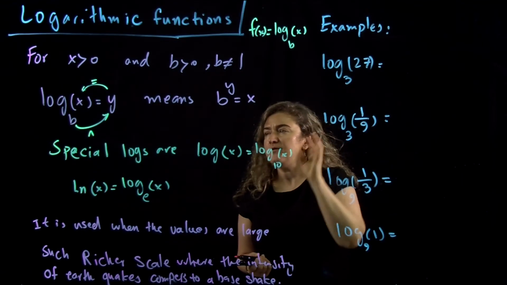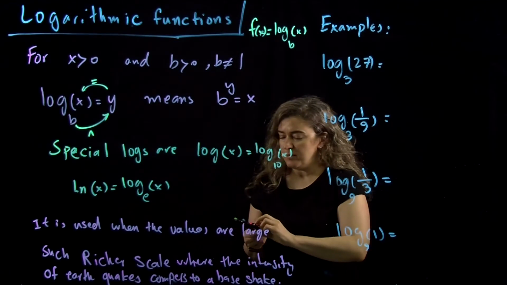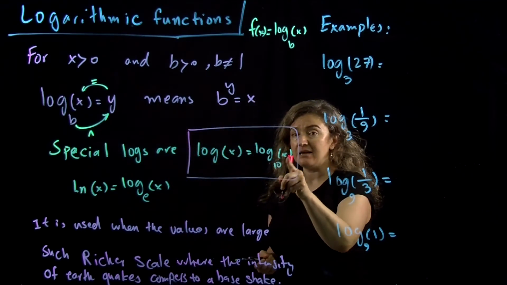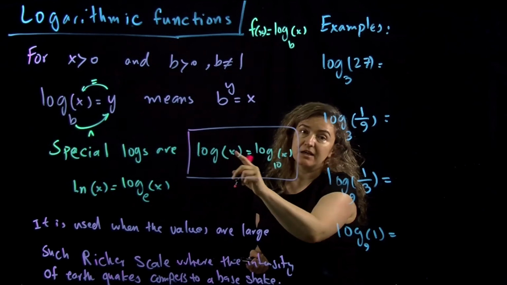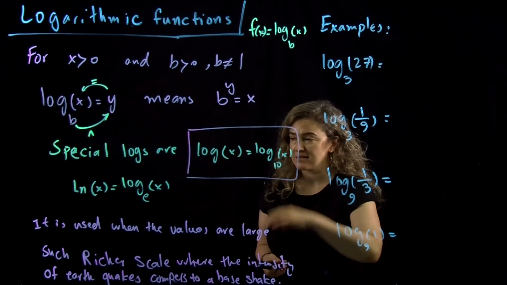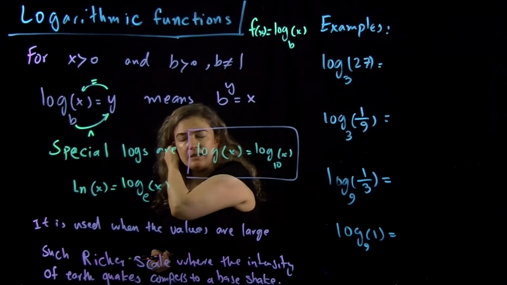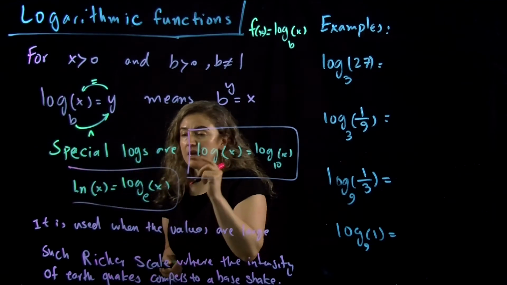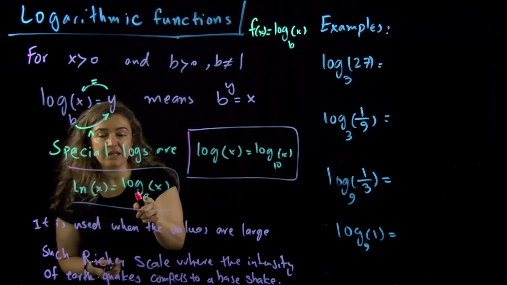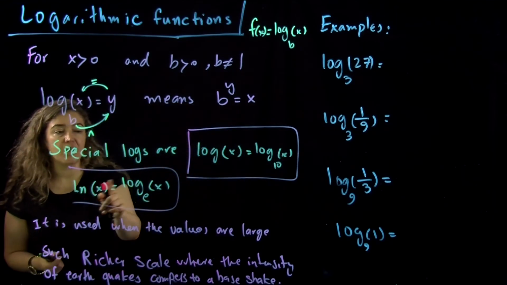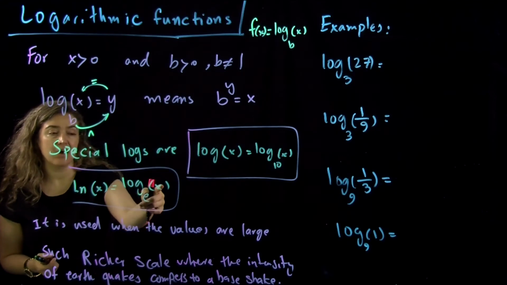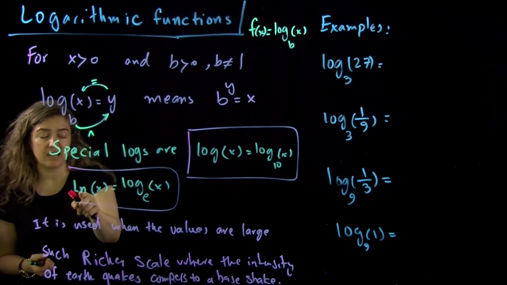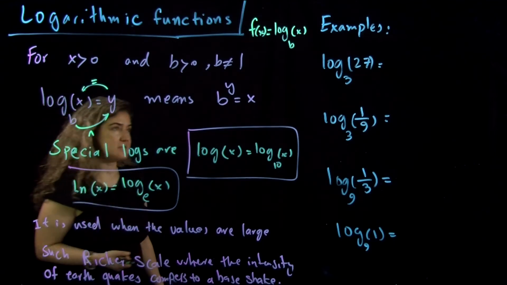There are famous logs. One of them is log base 10. When you have log base 10 of x, then you don't write the 10, you just use log of x. The other one that is famous is log base e of x. If the base is the Euler number e, then log base e of x is called natural log of x, and it's shown with ln of x.